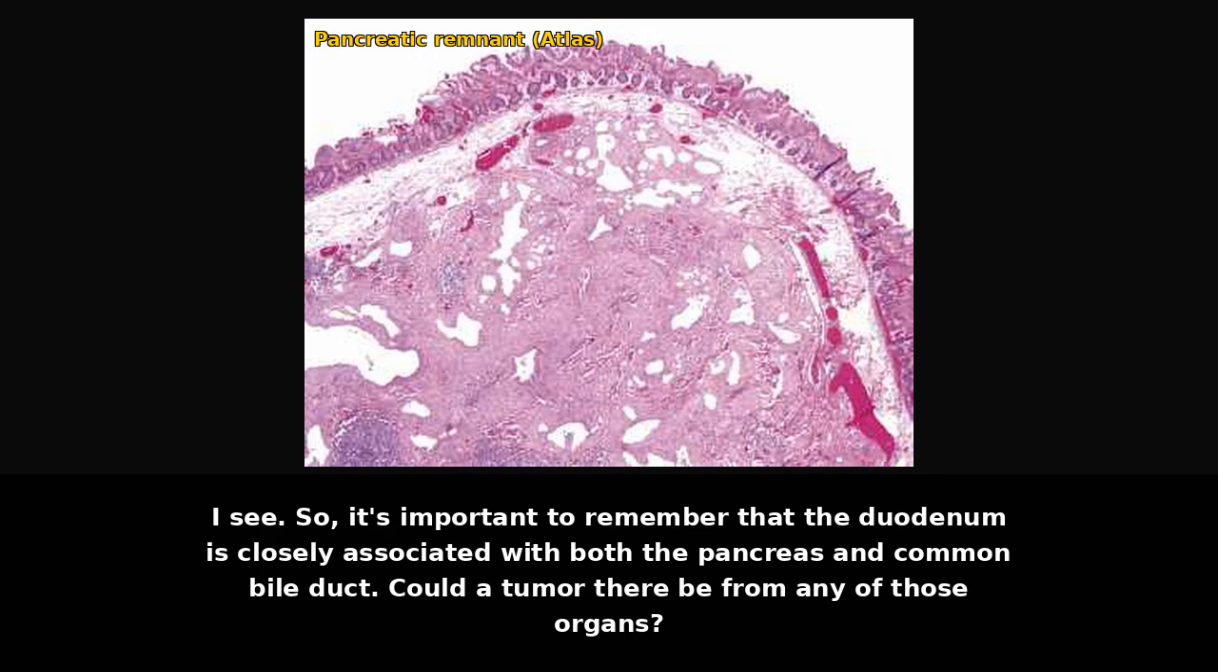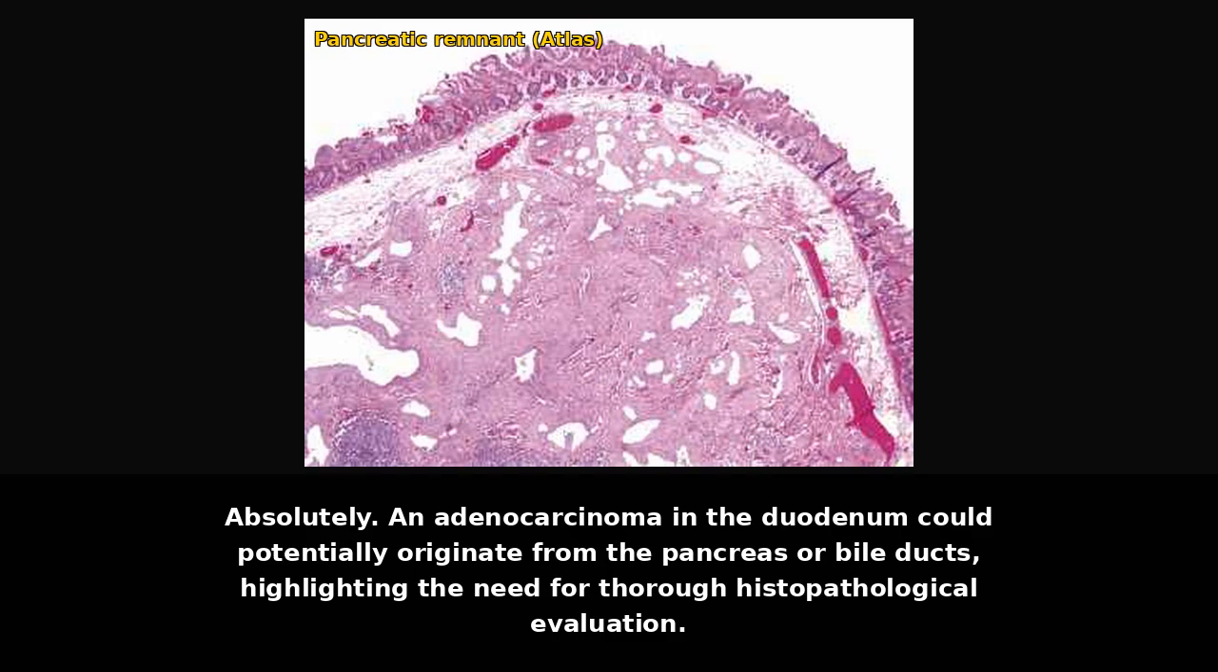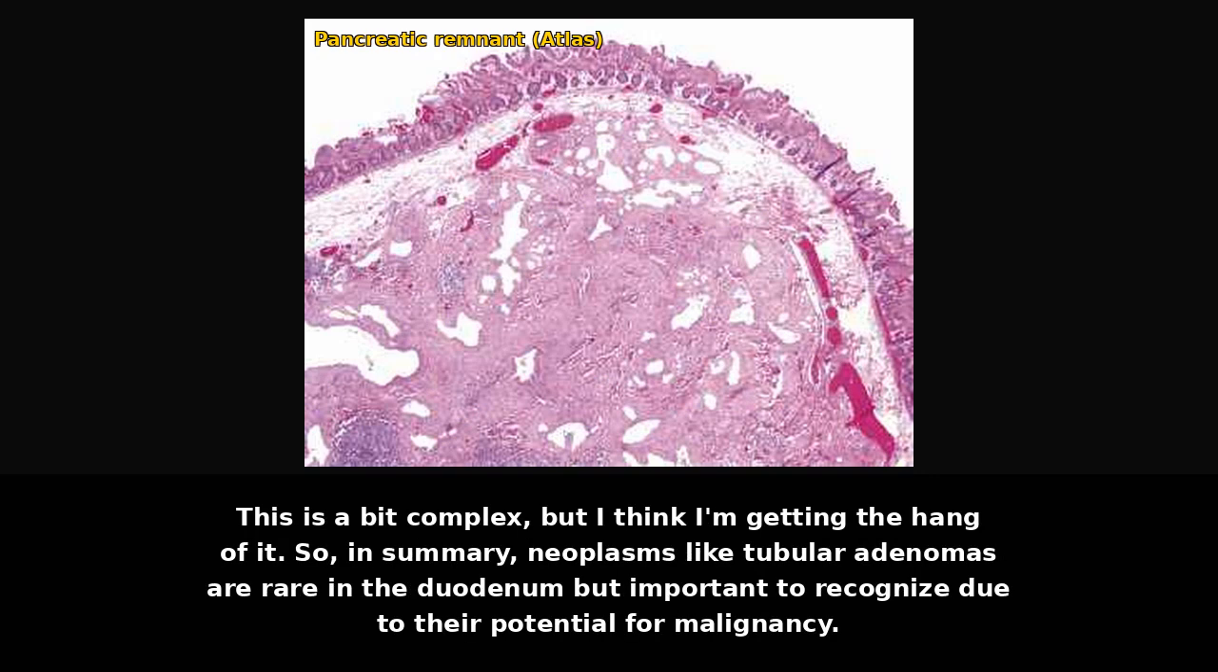So it's important to remember that the duodenum is closely associated with both the pancreas and common bile duct. Could a tumor there be from any of those organs? Absolutely. An adenocarcinoma in the duodenum could potentially originate from the pancreas or bile ducts, highlighting the need for thorough histopathological evaluation. This is a bit complex, but I think I'm getting the hang of it.